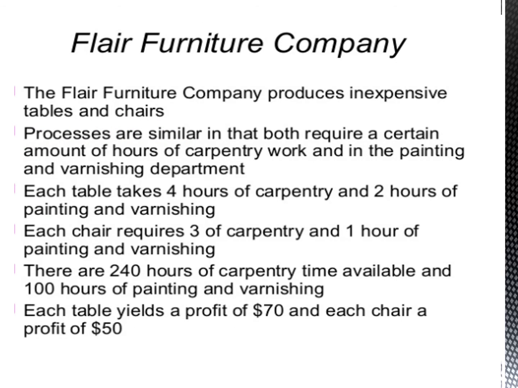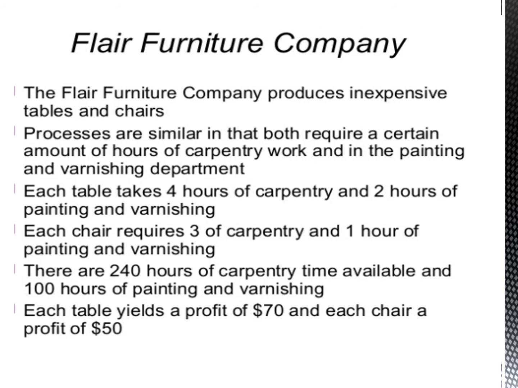Flair Furniture Company. The Flair Furniture Company produces inexpensive tables and chairs. The processes are similar in that both require a certain number of hours of carpentry work and in the painting and varnishing department. Each table takes 4 hours of carpentry and 2 hours of painting and varnishing. Each chair requires 3 hours of carpentry and 1 hour of painting and varnishing.